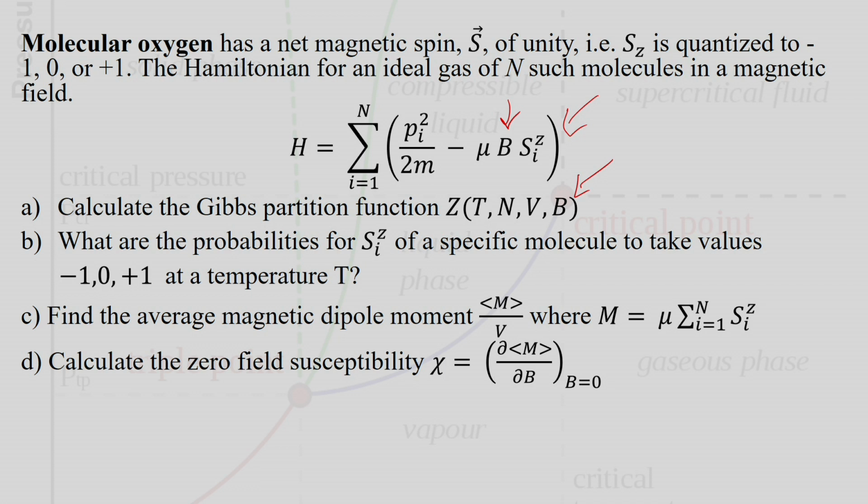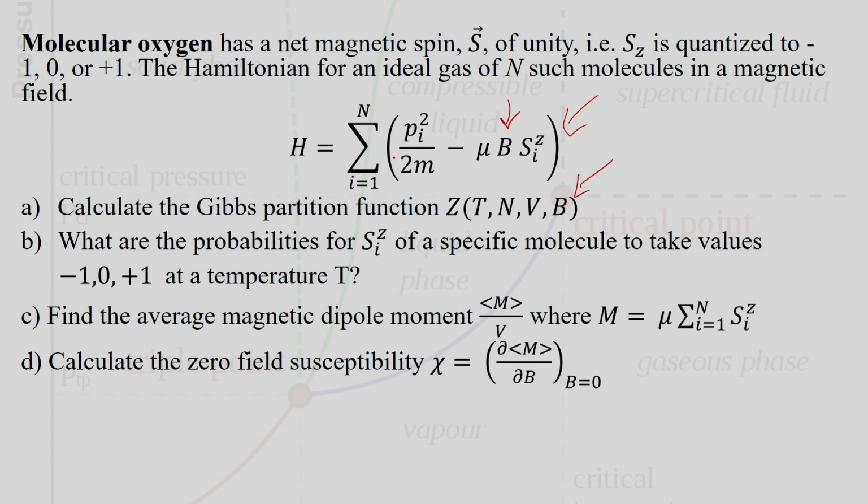It says treat the kinetic part using classical physics, and this is clearly quantum because it is either minus 1, 0 or plus 1. The rest of the questions are this: what is the probability for the z component of the spin to take one or the other values at some temperature? So, we want to calculate the canonical partition function and answer this question. Then find the average magnetic moment of the gas, and then find the 0 field susceptibility. So, let us see if we can answer this.